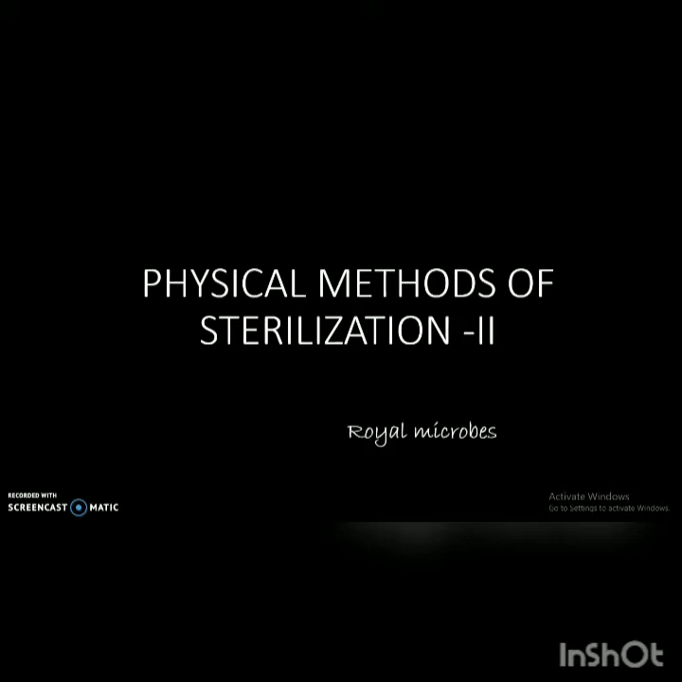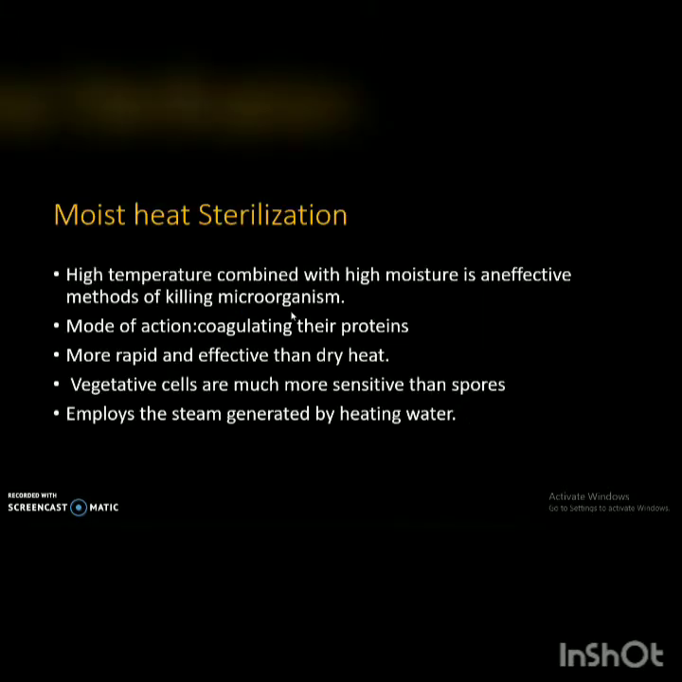Today we will discuss moist heat sterilization. Moist heat sterilization is also a physical method of sterilization. Here, high temperature combined with high moisture is very effective for killing microorganisms. The mode of action of moist heat sterilization is coagulation of proteins. The method is more rapid and effective than dry heat. Vegetative cells are more sensitive than spores. It employs mainly steam generated by heating water.